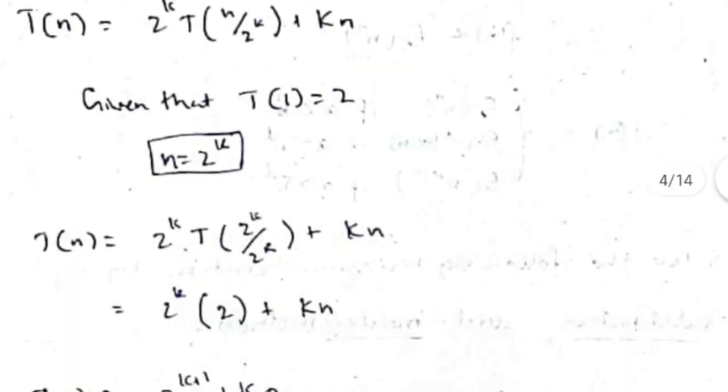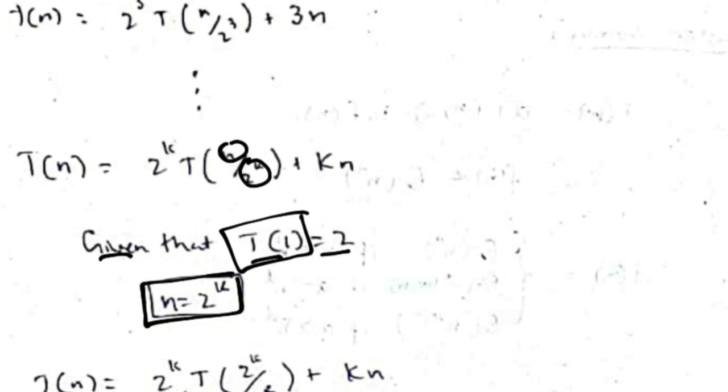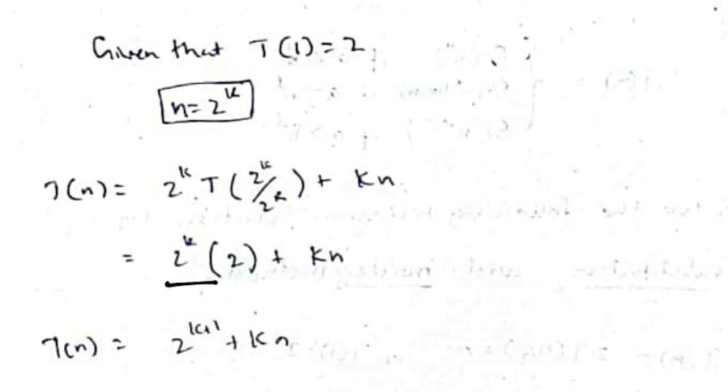Okay, after writing that, we are given that T(1) is equal to 2. What does T(1) mean? T(1) means n should be equal to 2 power k. So when we consider n equal to 2 power k, what we will be obtaining is 2 power k T(2 power k by 2 power k). What is 2 power k by 2 power k? It's 1. So T(1) is given as 2. So we'll be writing 2 here, and 2 into 2 power k is 2 power k plus 1, plus kn from here. Now n is equal to 2 power k.